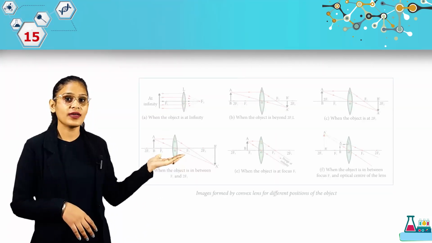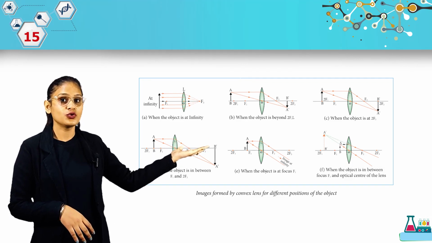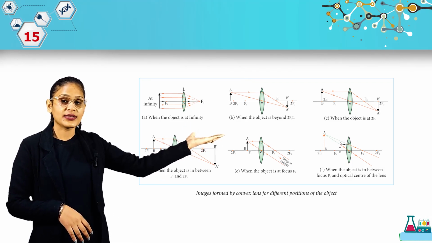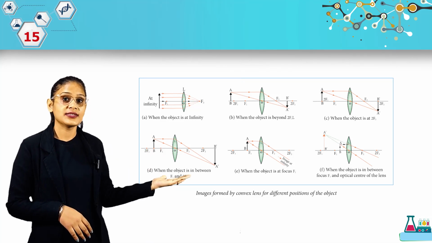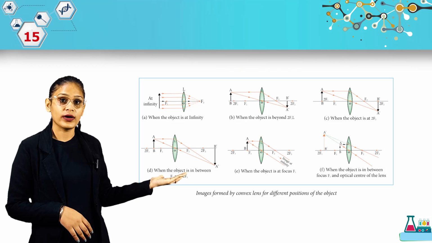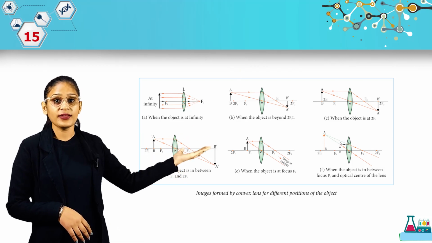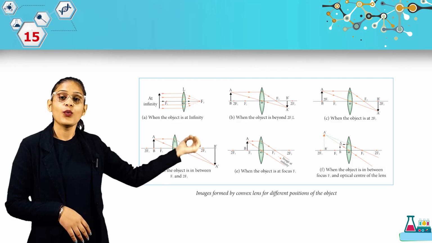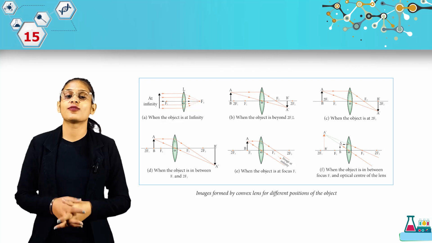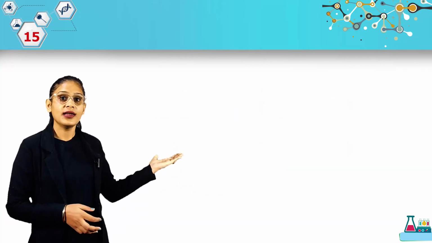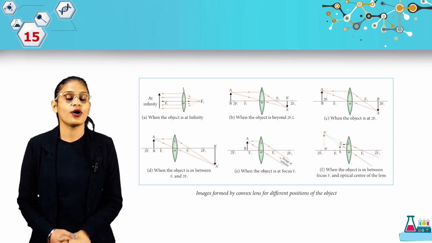Now look at this picture. We have when the object is at infinity, when the object is beyond 2F1, when the object is at 2F1. Then when the object is between F1 and 2F1, when the object is at focus F1, when the object is between focus F1 and optical center of the lens. Look here, these are images formed by convex lens for different positions of the object.